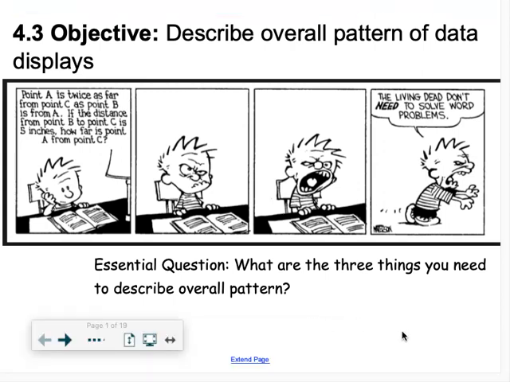Hello class and welcome to today's lesson on 4.3. Today's objective, we're going to describe overall pattern of data displays, and our essential question is what are the three things you need to know to describe overall pattern?